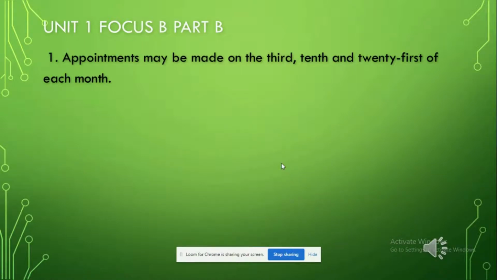Unit 1, Test Tactic B. 1. Appointments may be made on the 3rd, 10th, and 21st of each month.